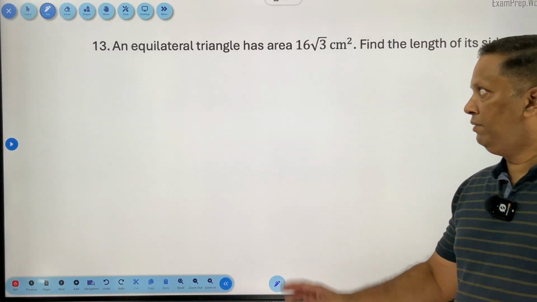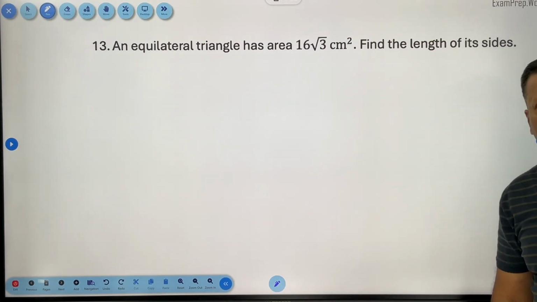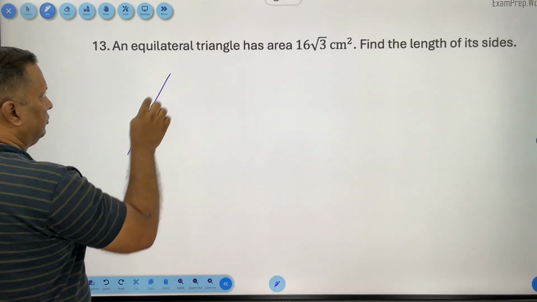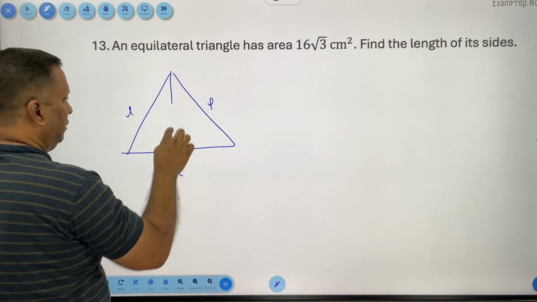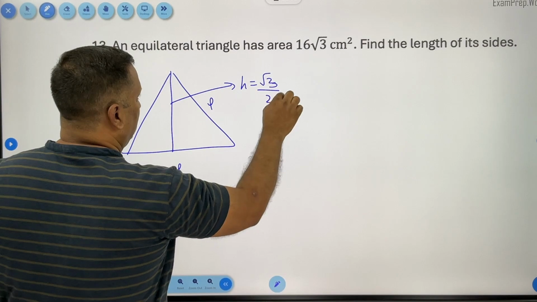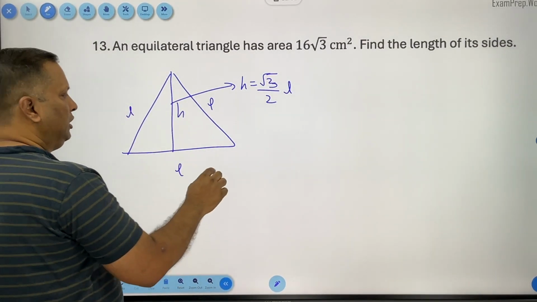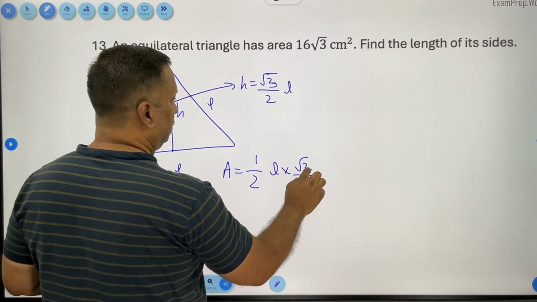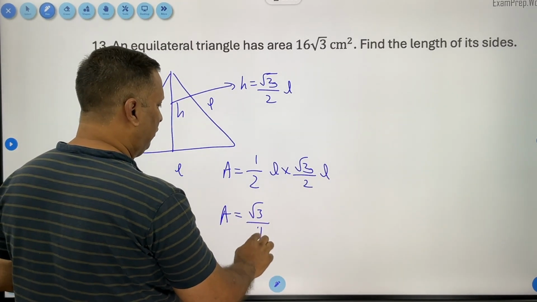Okay. Now let's see next. Should be again a question from equilateral triangle. An equilateral triangle has area. Now they have given area. Find the length of its side. Now I will show you the magic of the formula which I gave you previously. L, L, L. What is this height? We just now calculated that it was root 3 by 2 times L. Correct? Now we know the base, we know the height. So what is area? Area is half of base into height. So area becomes root 3 by 4 L square.